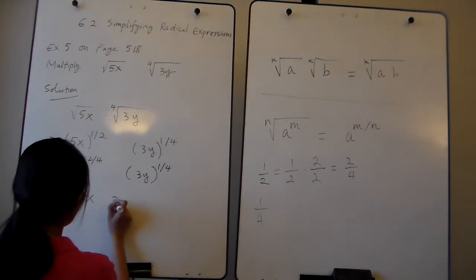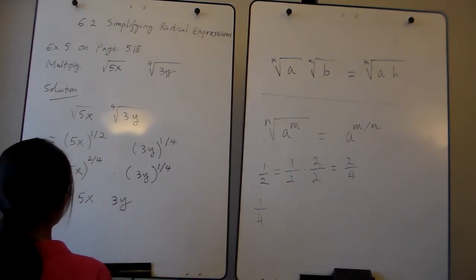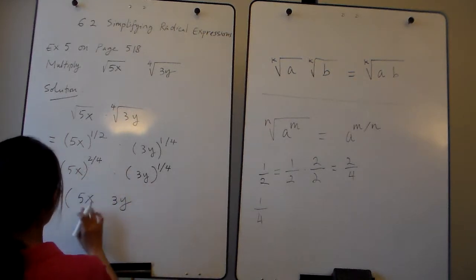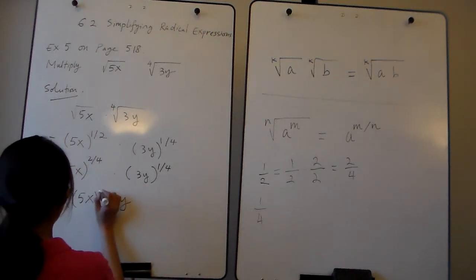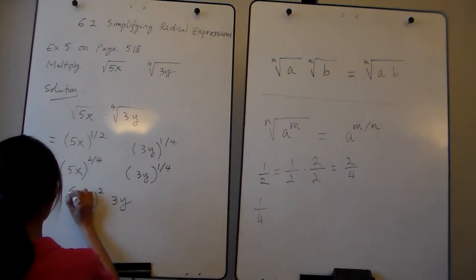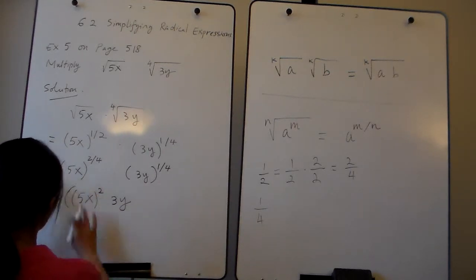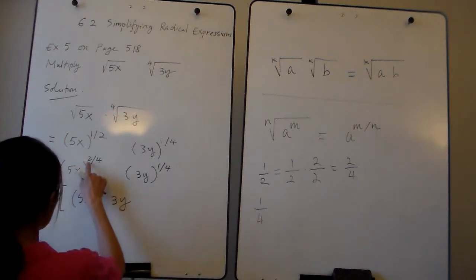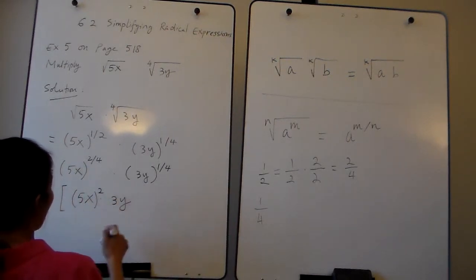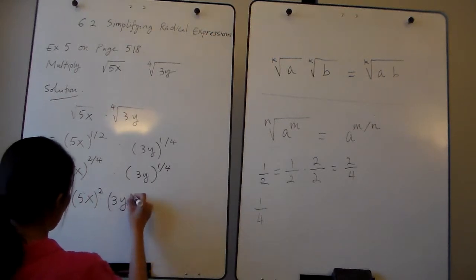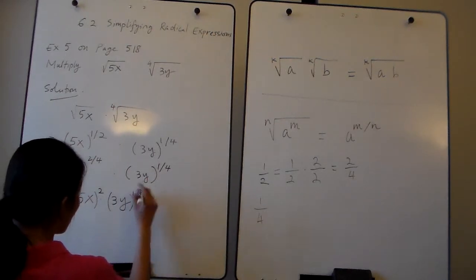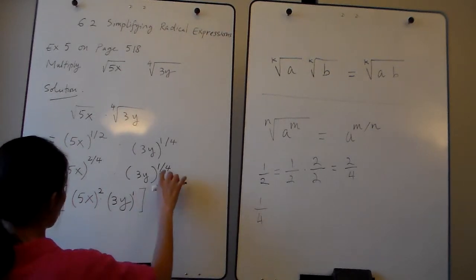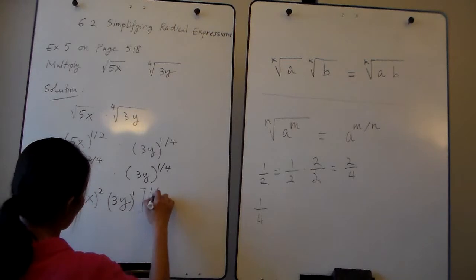Since the denominators of the exponents are the same, you can combine the two bases, 5x times 3y, okay? Now, this 2 right here belongs to this 5x, so don't forget that. Let me use the bracket. So 5x, this second power goes here. And 3y, you can put 1 because 1 is the exponent here. And everything raised to 1 over 4, okay?